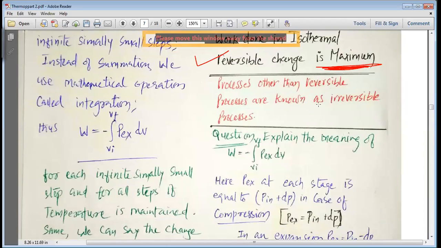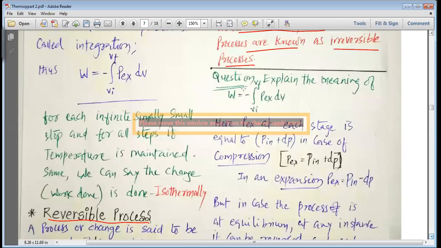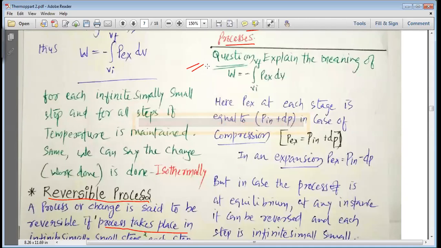Now, my dear students, we understood the definition of the irreversible processes. So those processes which are not reversible, or processes other than the reversible process, are known as the irreversible processes. Same way, my dear students, we can study the calculation of the formula for this work. So now let's move further and understand the meaning of this integration. W is equal to integration of Vi to Vf.